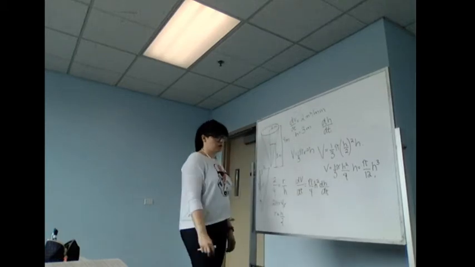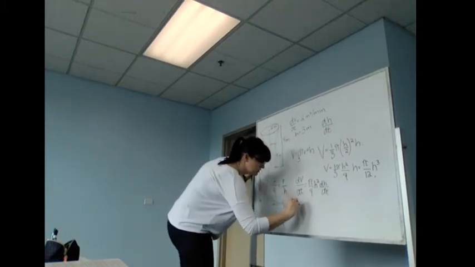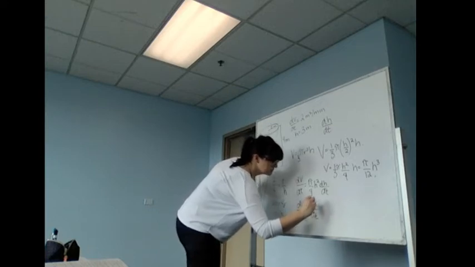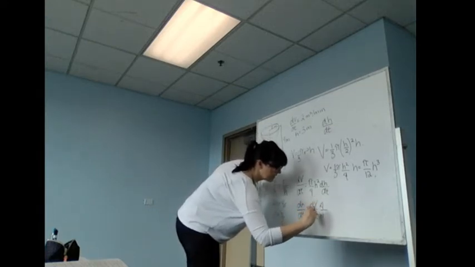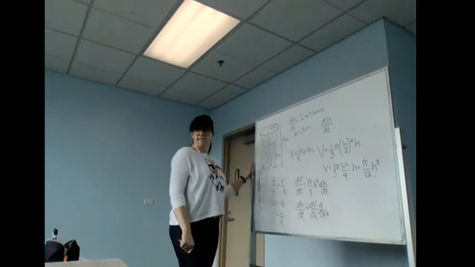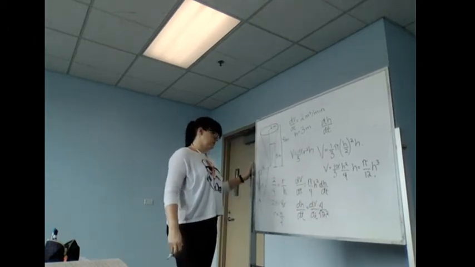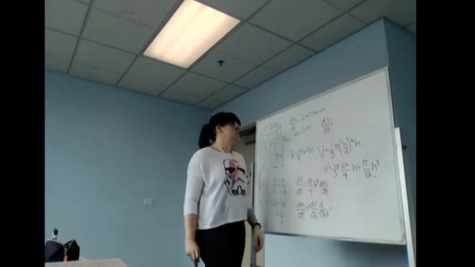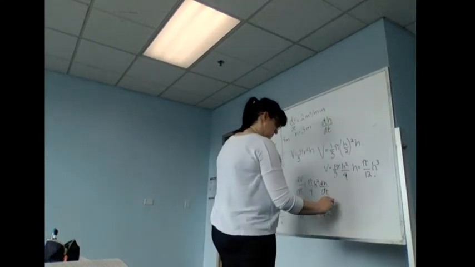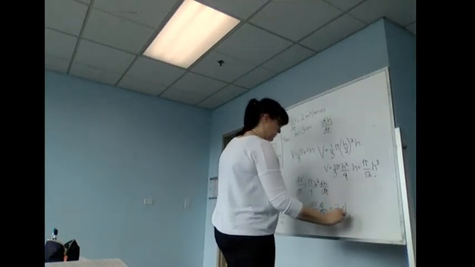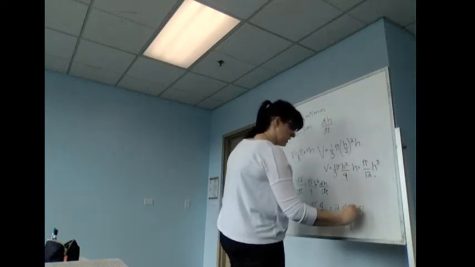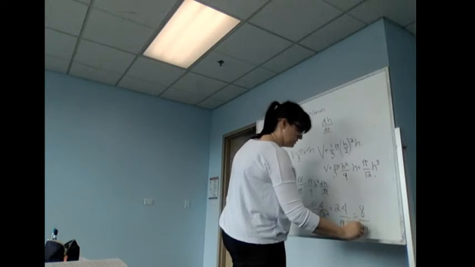Let's solve for dh/dt since that's what it's asking us for. dh/dt equals dV/dt times 4 over pi h squared. And let's plug stuff in. So dV/dt is 2. 2 times 4 over pi times 9. 8 over 9 pi.